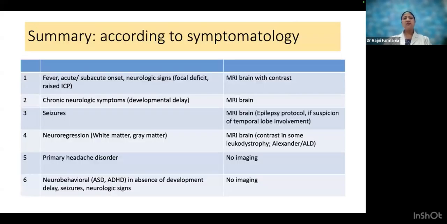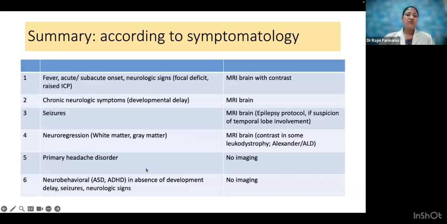So summarizing the cases according to symptomatology, which MRI to investigate. If the child has fever, acute or subacute onset neurological features, obviously MRI brain with contrast when you suspect any infection or inflammation. When you have chronic neurological symptoms like developmental delay, subtle ataxia, some postural disturbances, only a plain MRI can do. If you have epilepsy, MRI brain with epilepsy protocol is a good idea. If you have neuroregression, you want to look at the white matter and the gray matter, so MRI brain is required. But if clinical suspicion of leukodystrophy is there, do get a contrast scan.